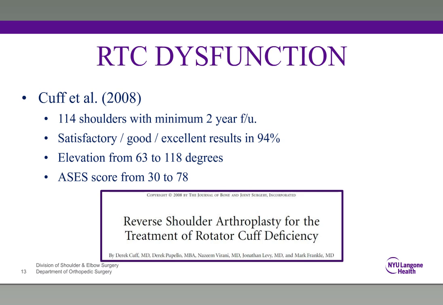More recently, Mark Frankel wrote his experience of 114 shoulders that were treated with reverse replacement for rotator cuff dysfunction. At a minimum follow-up of 2 years, they had at least satisfactory results in 94% of the patients, average elevation going to 120 degrees, and an average ASES score going to 78. Once again, this would be considered at least a good outcome.